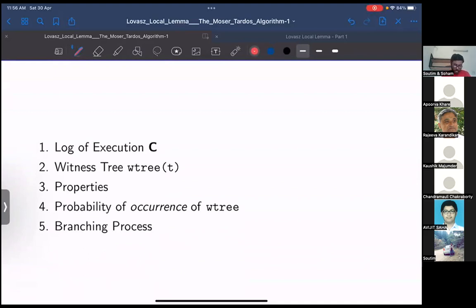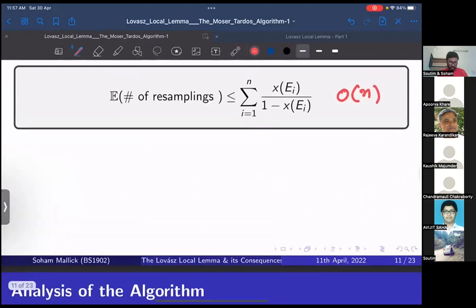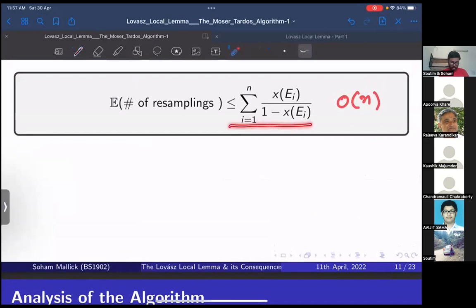First we will define what is called the log of execution C. So what is a log? A log is simply like a logbook. What the Moser-Tardos algorithm does is continuously resample, right? So say we assume discrete time points. At the first step, it resamples, say, event C_1, and then it resamples event C_2, and it goes on to C_T. So this is essentially my logbook, which I denote by C, the log of execution. What I am to show is that the expected length of this logbook is less than or equal to this.